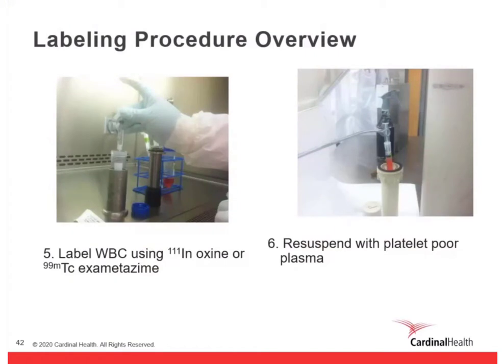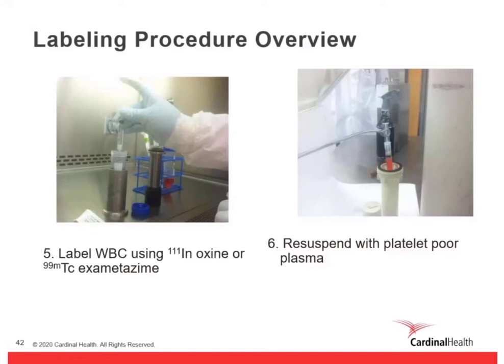After that, we're going to pull off those red blood cells so that we just have our white blood cell button. And now we're finally ready to add our radioactive agent, either the indium-111 oxine or the tech exametazime. We're going to let this tag for about 20 minutes. After that, we're going to pull off any of the radioactive material that hasn't bound into those cells.